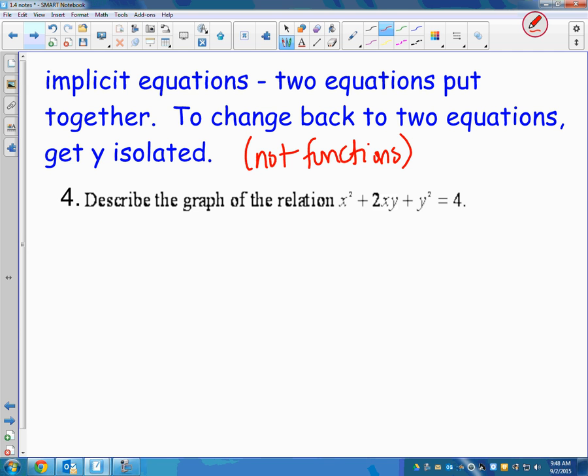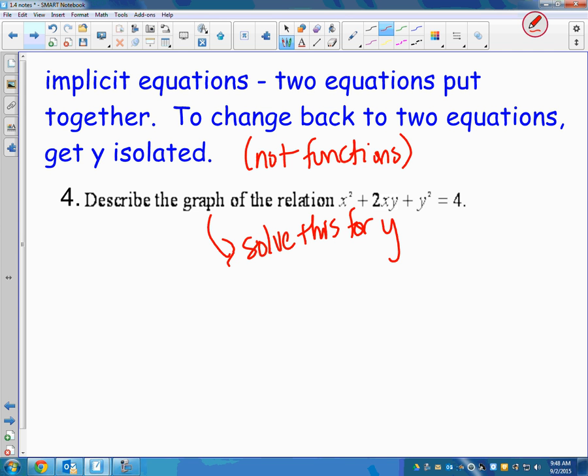So when it says describe the graph, what they're asking you to do here is see if you can solve this for y. Because if you can solve it for y, you're going to get y equals, and you're going to be able to see what kind of equations it is made up of, using one of those 10 graphs that we came up with. And sometimes it's going to be really easy, like maybe you can just take the square root of it, or maybe you can just get y by itself very easily.